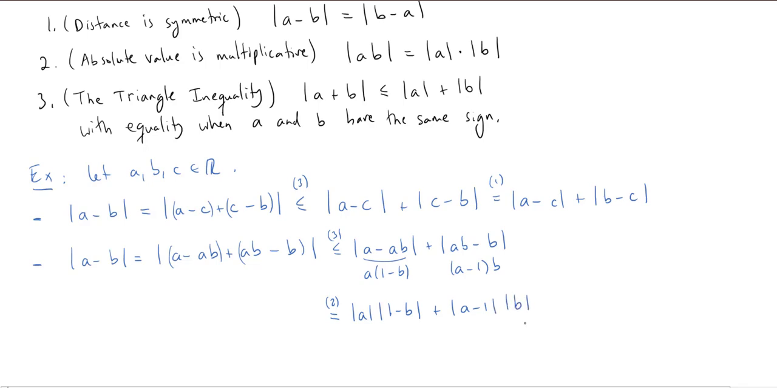And again, if I want to swap things around because I know that the absolute value is symmetric, I can. So let me put the b first in this one. So I'm using number 1 now. And I have the absolute value of a times the absolute value of b minus 1 plus the absolute value of a minus 1 times the absolute value of b. And that's not obvious, right? Who thought that was going to be true when we started all this?